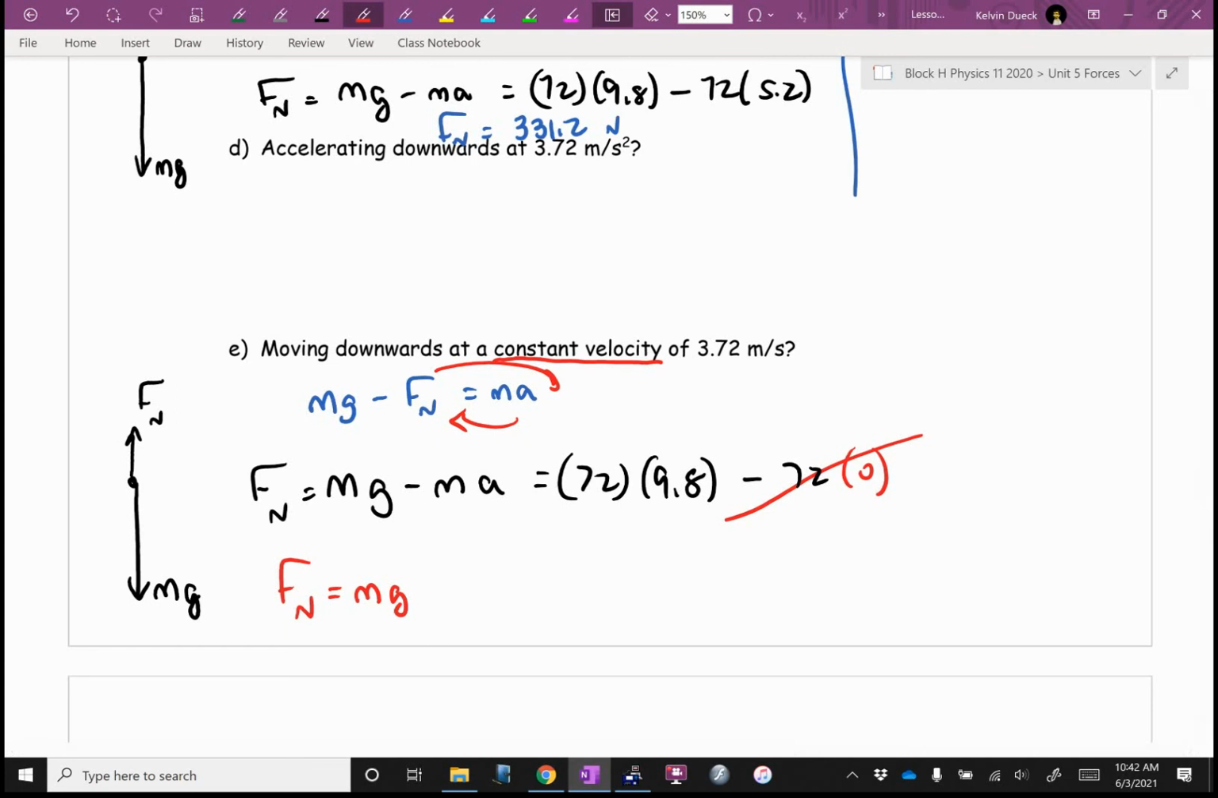I would have said constant velocity, it's a tie. Normal force is mg. By the way, this is hugely important. Albert Einstein said there is no experiment in the universe that can detect if you're moving at a constant velocity or if you're at rest. We can't tell the difference.